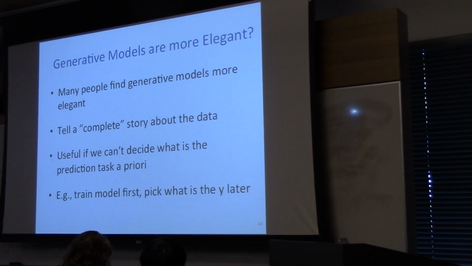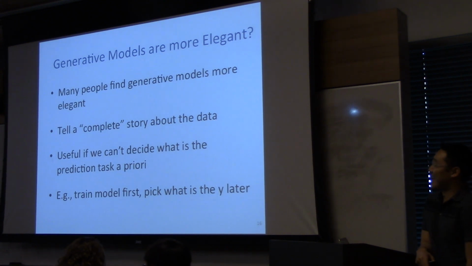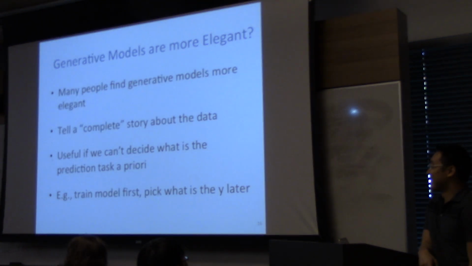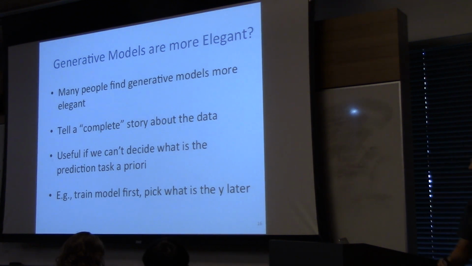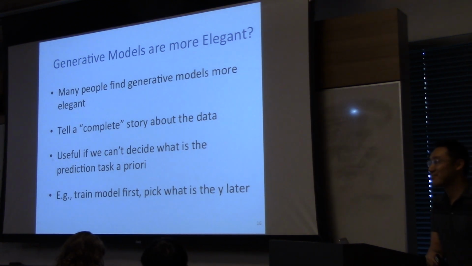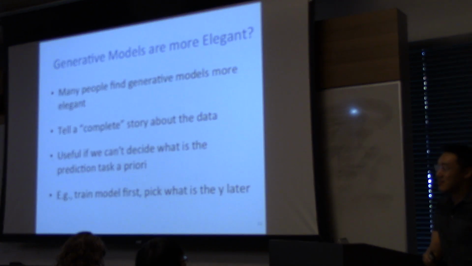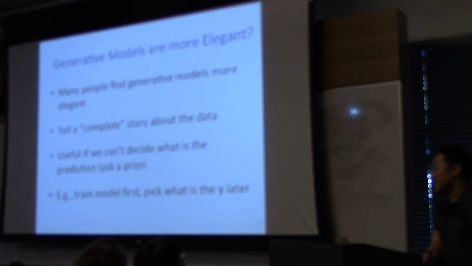Any other questions? So do you agree, Simon, that generative models are more elegant? They can be. I think it's task specific. If your data has a lot of missing values, I just don't know what else you can do. But if there are no missing values and you're just trying to predict the y, and you know what the y is, there's no reason to use the generative model.